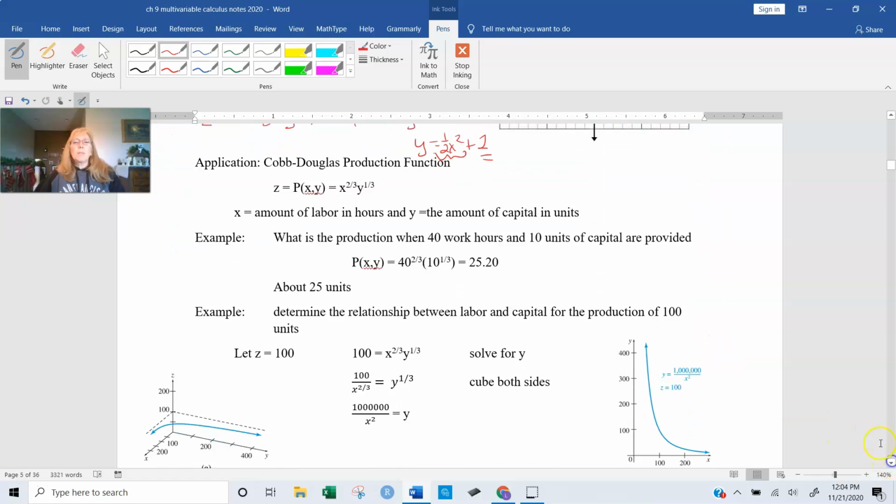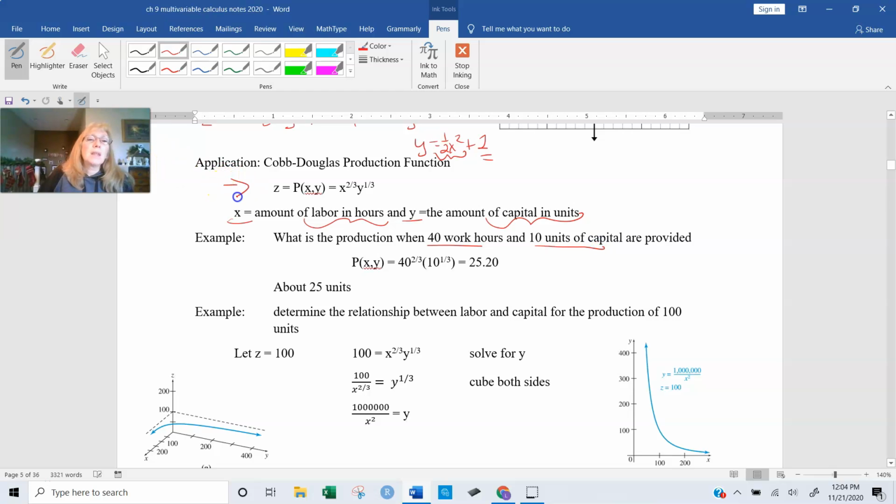Okay, Cobb-Douglas is a production function. It tells you how hours and capital relate together. So x is the amount of labor in hours, y is the amount of capital in units. So if I have this many people working, how much do I need to keep them busy? Okay, what is the production when 40 work hours and 10 units of capital are provided?